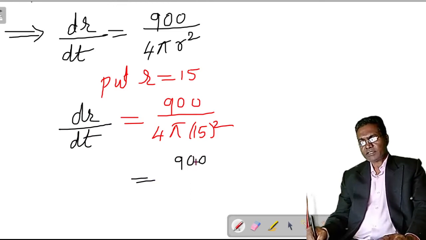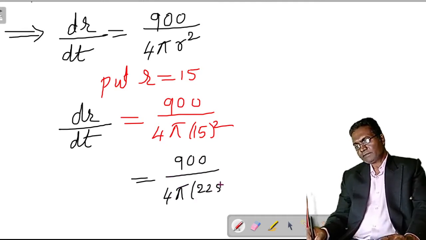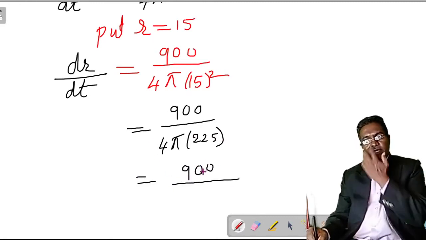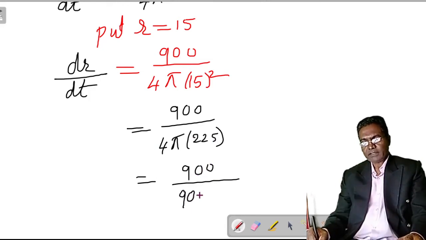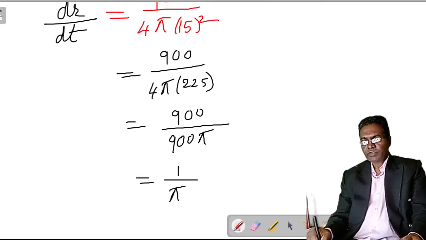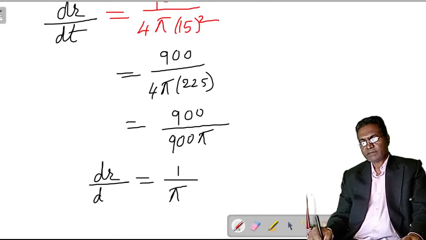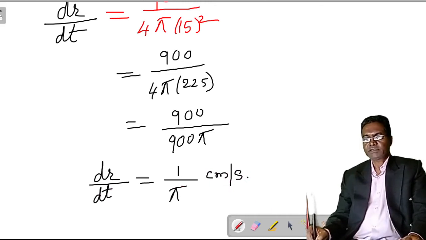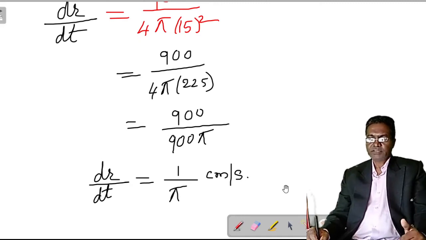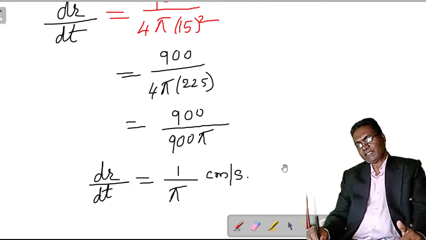So this is 900 divided by 4 pi into the square of 15, which is 225. It's left to you how you can now simplify. 900 divided by 4 into 225, you will get 900 by 900 pi, so which remains 1 by pi centimeter per second. So at this rate, the radius of that spherical balloon is increasing.